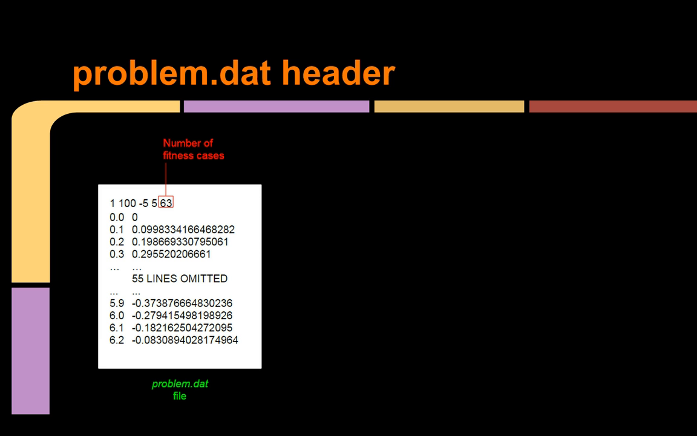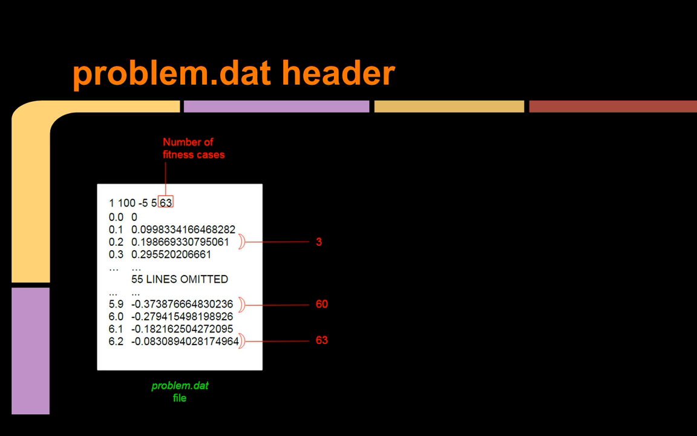Now let's take a look at the problem.dat header and its constituents. We'll move from right to left. TinyGP has the default name set to problem.dat, and the file that comes with it, i.e. the one that is used in the book, happens to have 63 fitness cases, which is indicated by the fifth constituent of the header. So, the first fitness case here is the 0.0 and 0 pair, and the 63rd fitness case is the 6.2 and negative 0.083 pair, with the others as labeled.